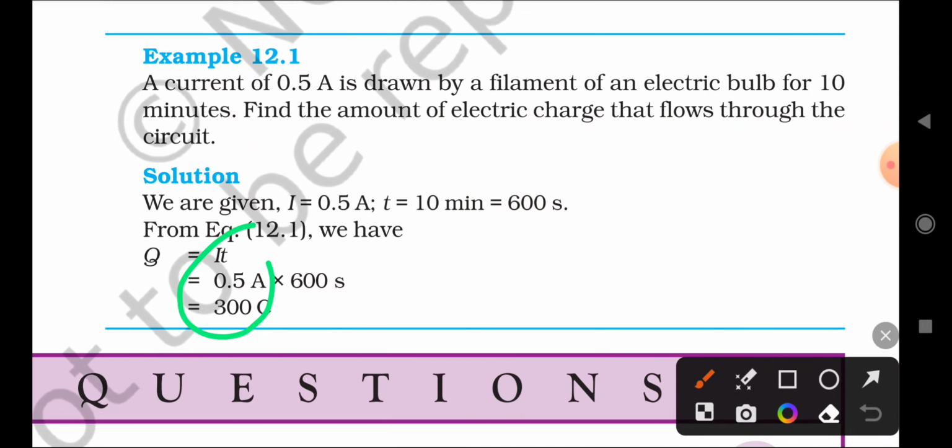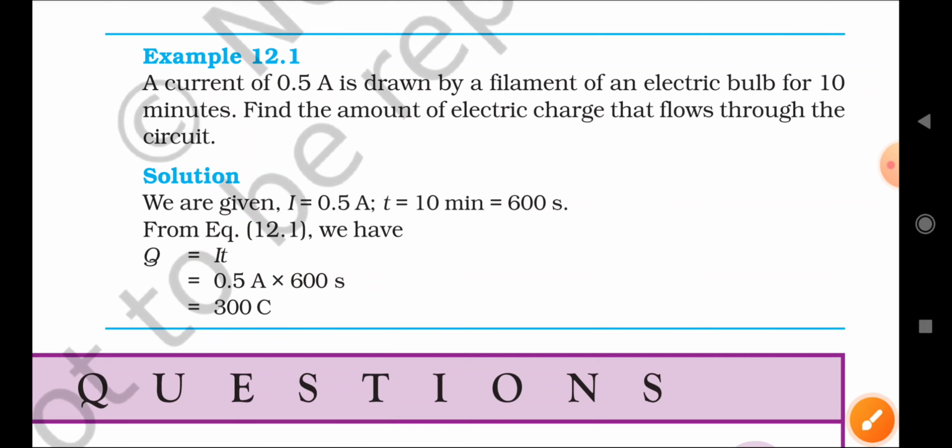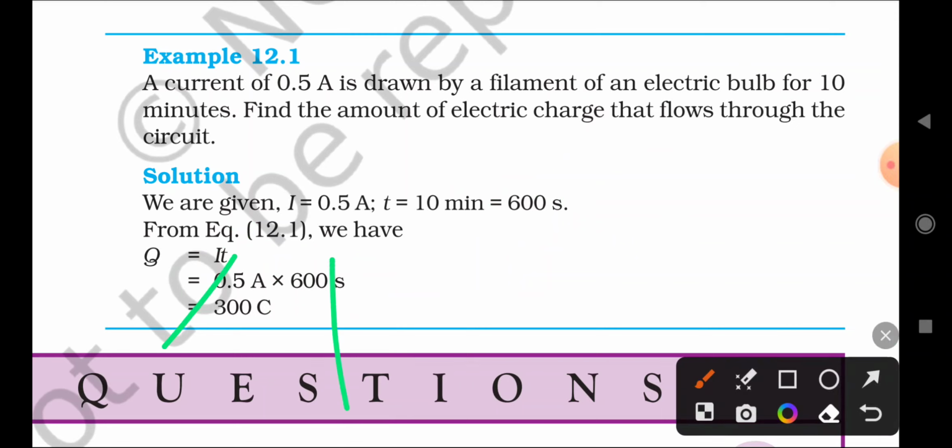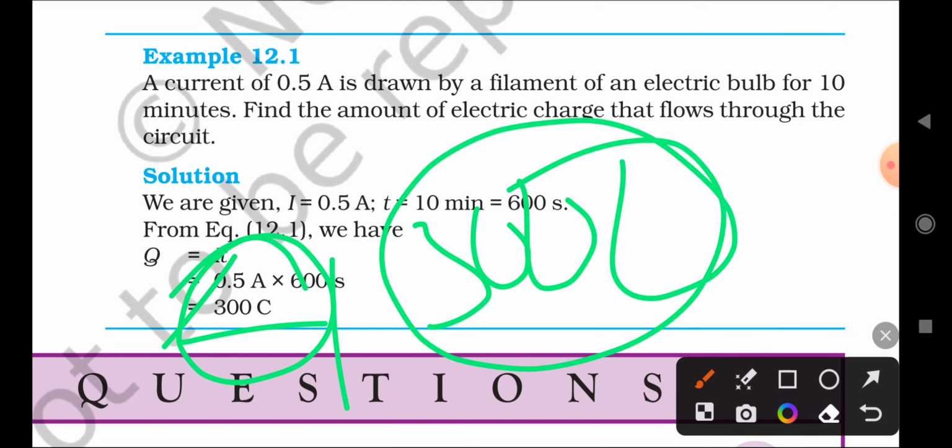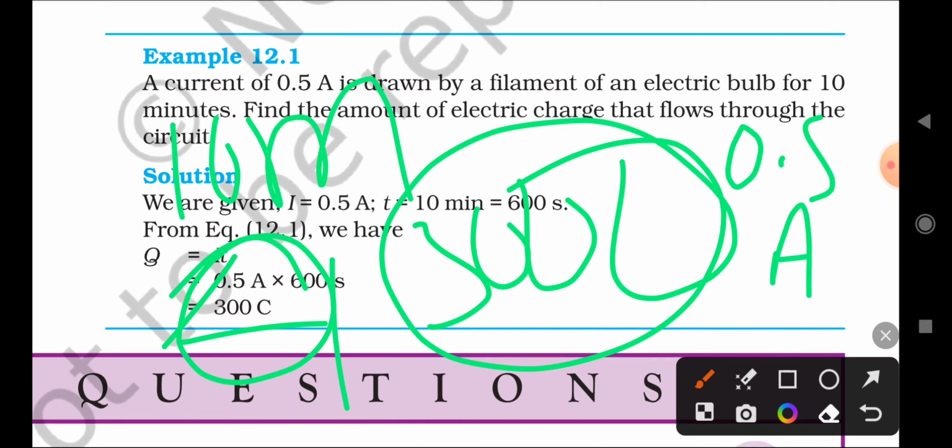Then it will become 0.5 into 600, which is 300. The 10 will be cancelled, so 60 into 5 is 300 coulomb of charge. So the bulb is using 300 coulomb of charge for 10 minutes to produce light, with a current of 0.5 ampere. This is how the current is consumed by the electric bulb for 10 minutes, using 300 coulombs of charge.